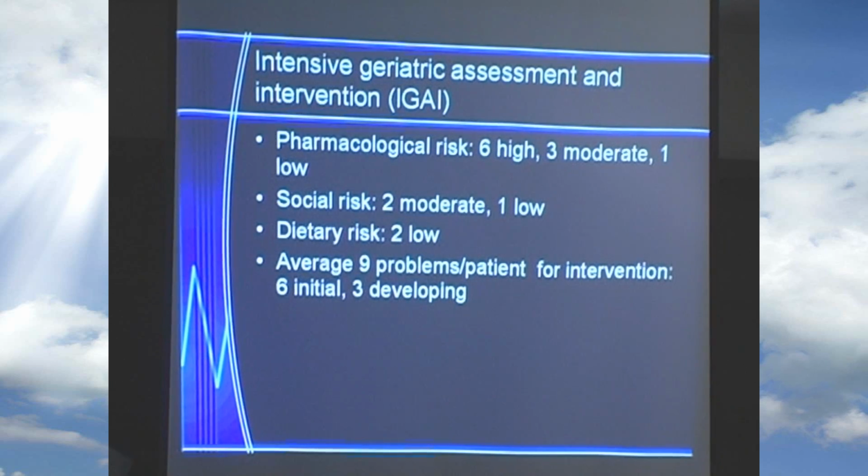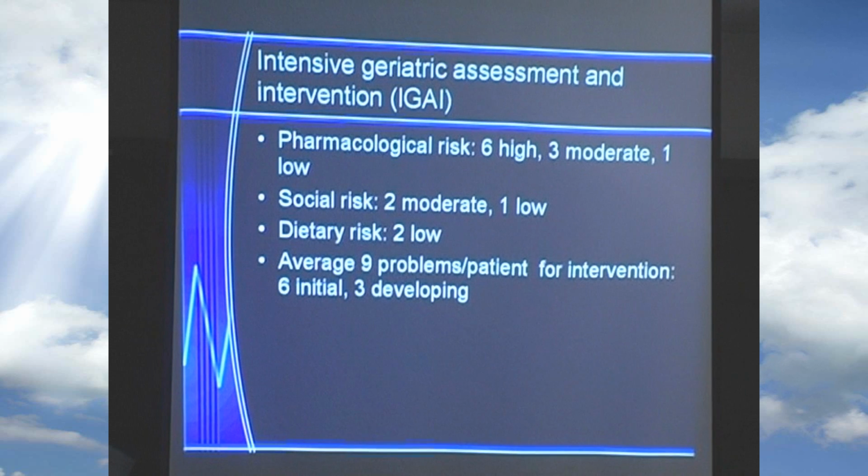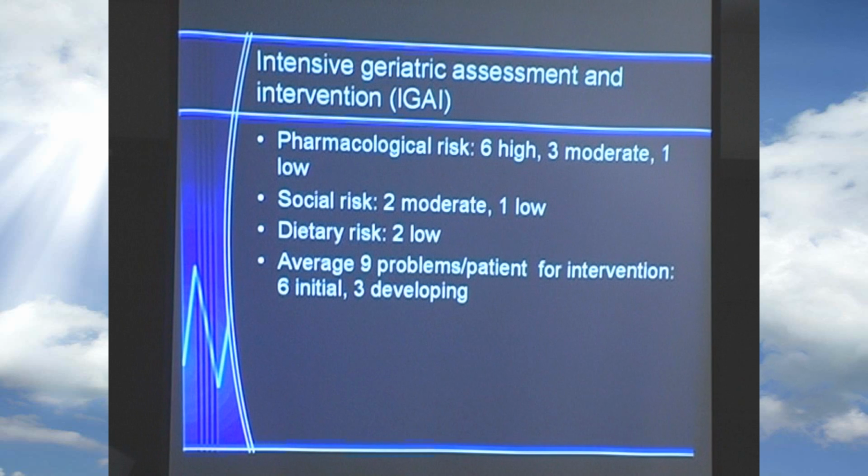It was a small group. We have 11 patients evaluable of 15. 6 were at high pharmacological risk, 3 moderate, 1 low, 2 moderate social risk, 1 low. Dietary, of course, breast cancer patients are not at particular dietary risk, so we are not expecting it to be very high. But what is absolutely striking is that the adjuvant breast cancer setting is considered the no-problem population in oncology. And despite that being a no-problem population, they had 6 initial problems detected and 3 over the next 6 months. So really the geriatric assessment did detect a bunch of problems in these patients.